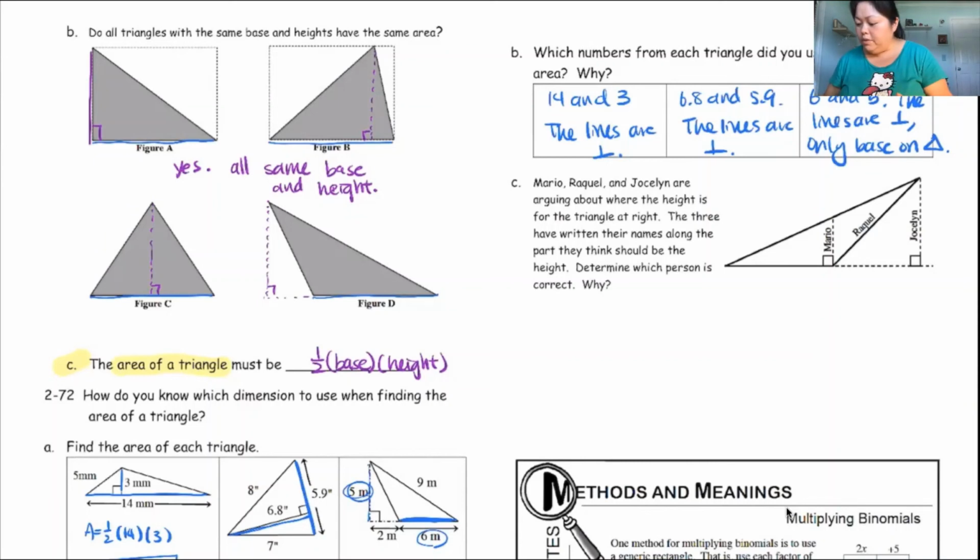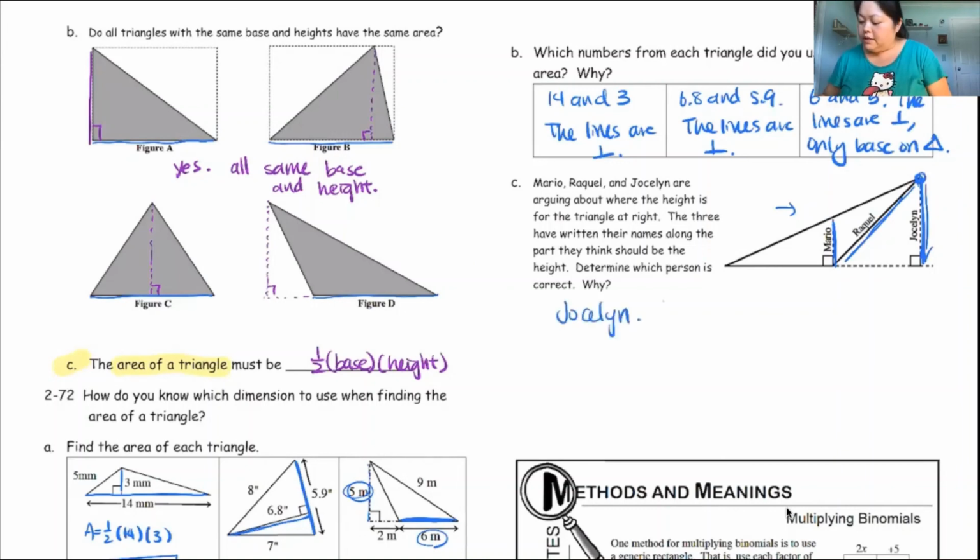So it says Mario, Raquel, and Jocelyn are arguing about where the height is for the triangle on the right. So here in this picture, Mario says it's this line right here, Raquel says it's this line right here, and Jocelyn says it's this line right here. So which one should be the height? Okay, so again, refer to that last picture we did. The height must be from the tallest point of the triangle and coming straight down, so it makes a 90-degree line with an extended, a pretend base there. So the person who is right, Jocelyn. So Jocelyn is right.